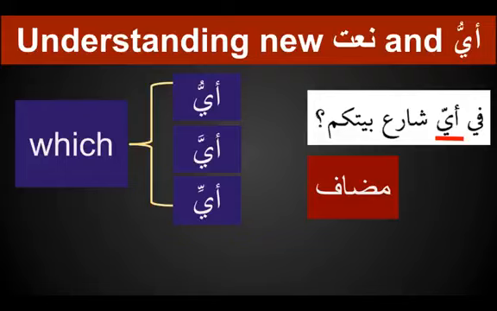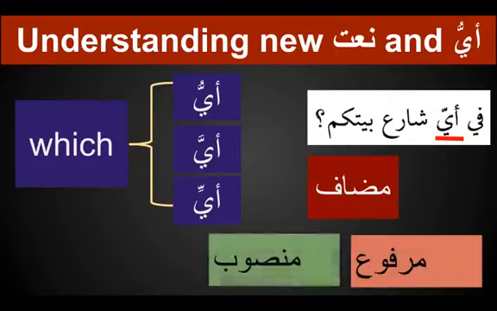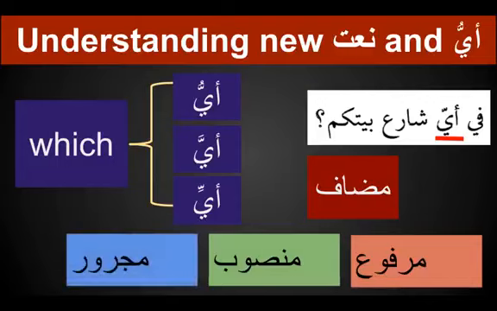Ayyu, ayya and ayyi, and the word after it will have a kasra, and it is a mudaf ilayhi. It can be marfu, it can be in a state of mansub, and it can be in a state of majroor. In whatever state it is, the word after it will always be mudaf ilayhi. So this is the speciality of this word ayyu, which means which. So here we are asking fi ayyi shari'in, in which street is your house?